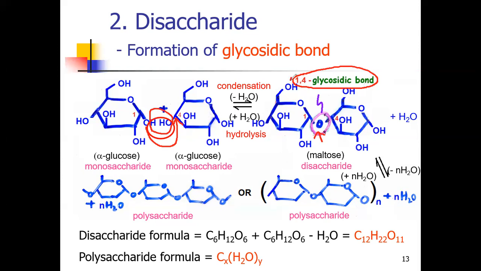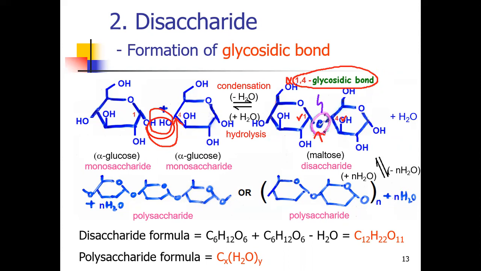Okay, 1,4-glycosidic bond. It's actually an alpha 1,4-glycosidic bond. Now, why is it called 1,4? It's because it is a bond that joins two sugar subunits together between carbon number 1 of the first sugar and carbon number 4 of the second sugar subunit.